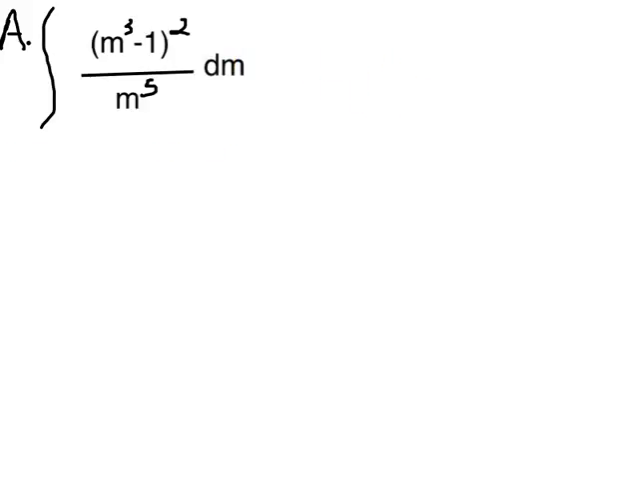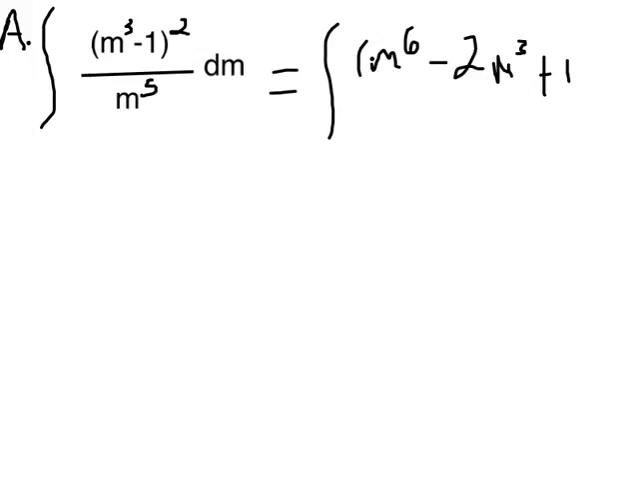In order to start to evaluate the indefinite integral, we must first expand this original equation. We will do this by making this integral equal to m to the sixth minus 2m cubed plus 1 all over m to the fifth dm.